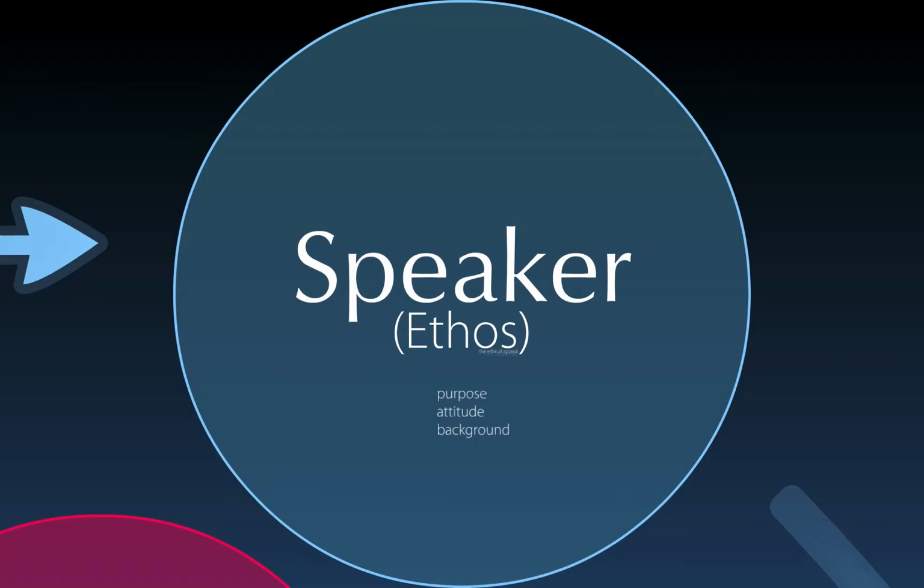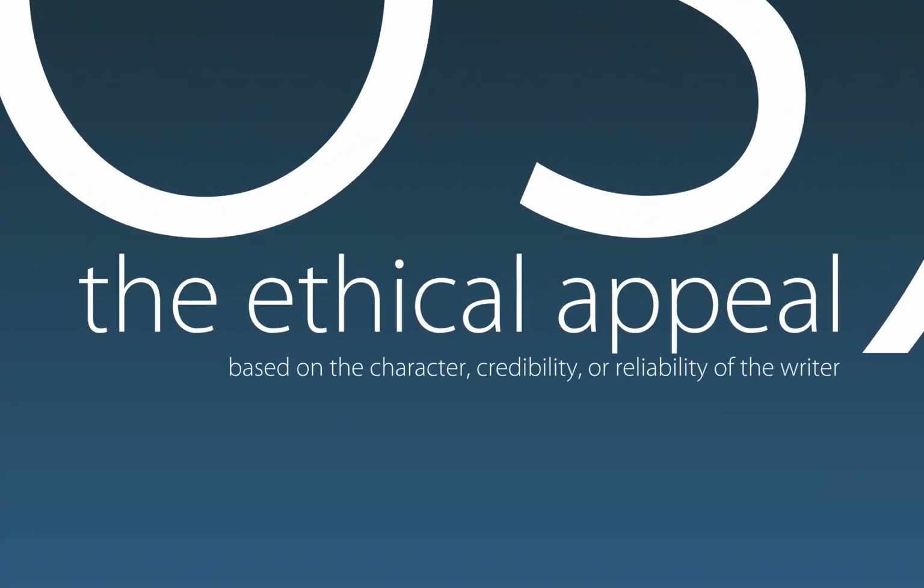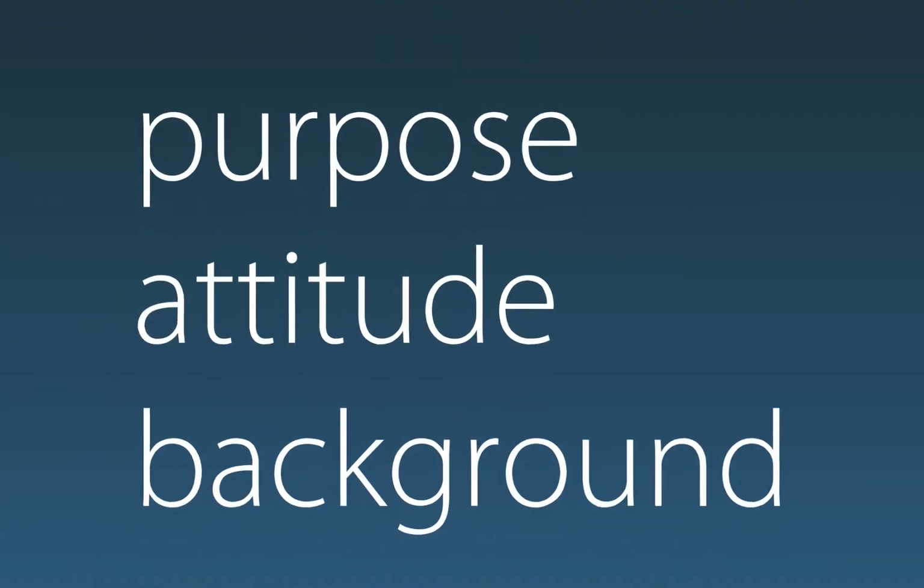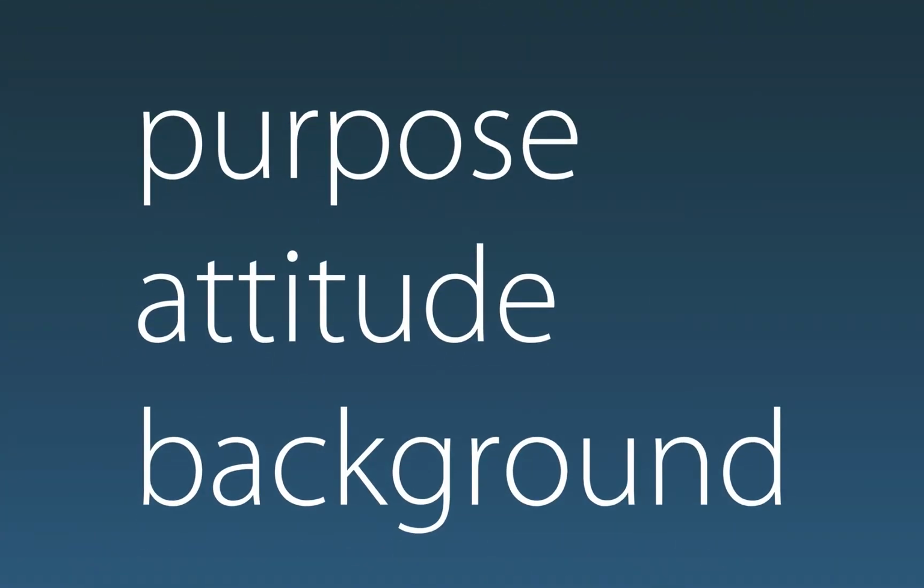Now, the speaker is bound up in the rhetorical strategy known as ethos, which is the ethical appeal. It's based on the character or the credibility or the reliability of the writer or the person who is carrying out the act of communication. So when you're making an ethical appeal, you are appealing to your credibility as a writer, or you are looking for the credibility of the person who is doing the writing. And you're trying to be as reliable, as responsible as possible. Now, this is bound up in your purpose as a writer, your attitude as a speaker, and your background. Those are things you can look at and consider when you are considering the aspect of the speaker in any rhetorical situation and considering any ethical strategies the person might be using.